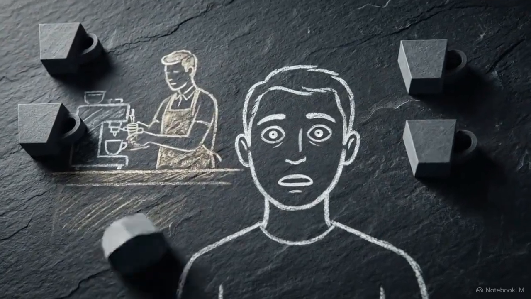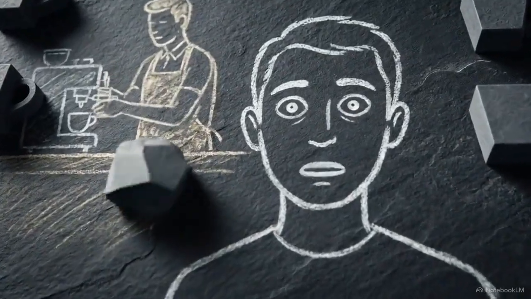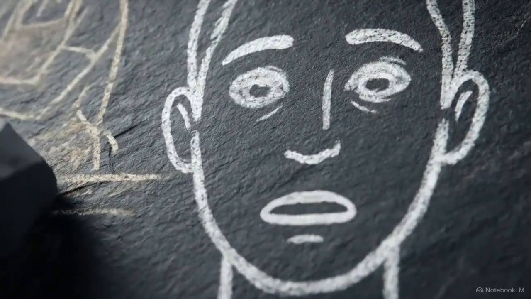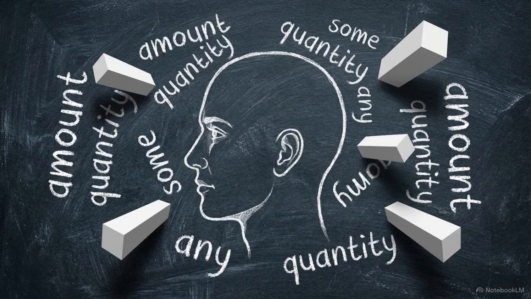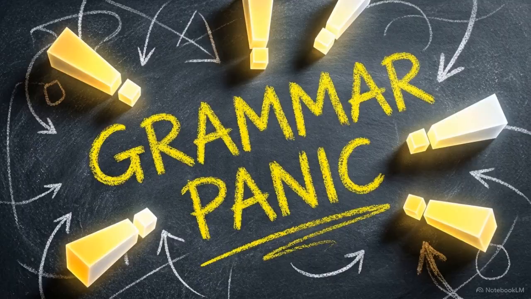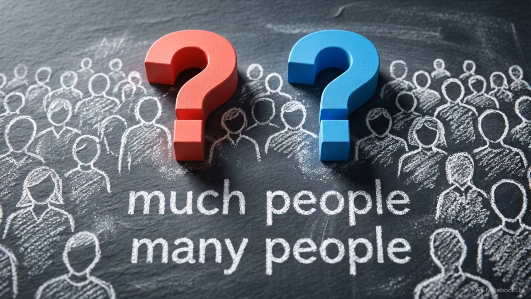Imagine standing at the front of a noisy coffee shop line. The barista asks for your order, and suddenly your mind just goes blank. You know what to drink, but the English words for amounts are swirling in your head. Do you ask, how much coffees, or how many coffee? And what about the crowd? Are there much people or many people waiting behind you?